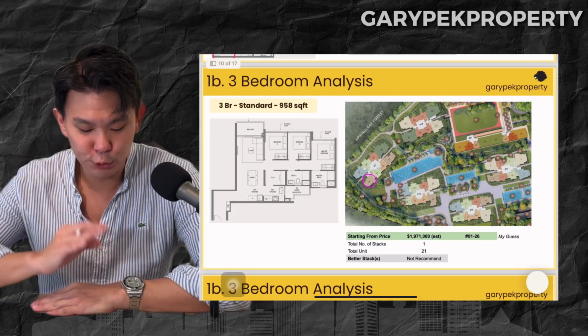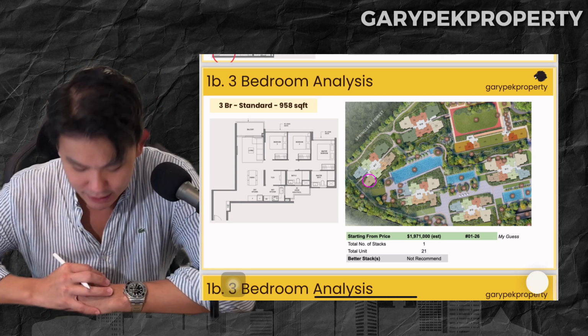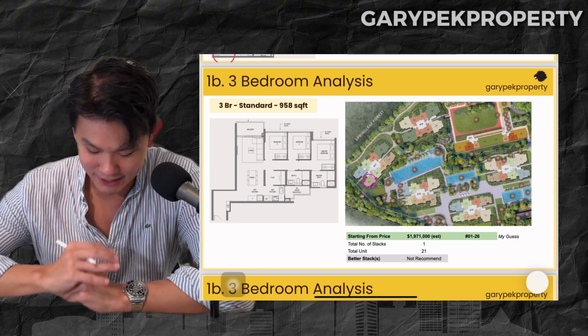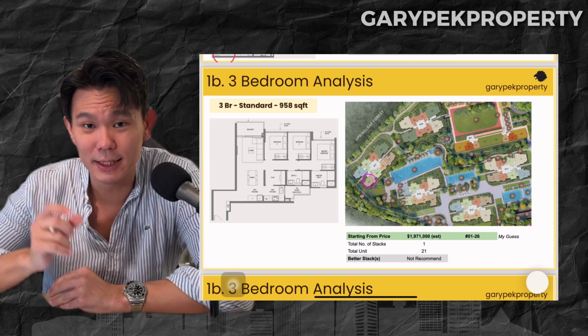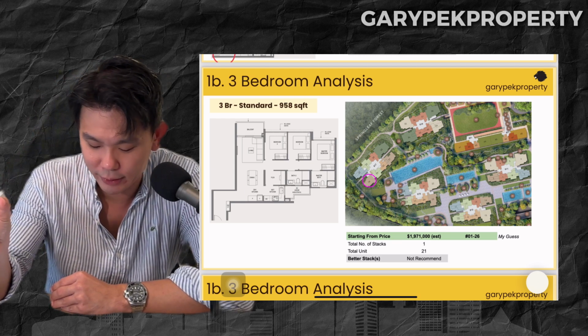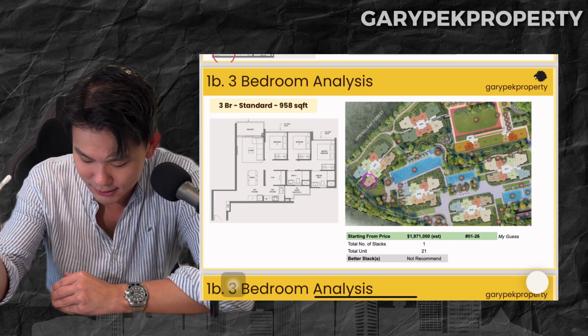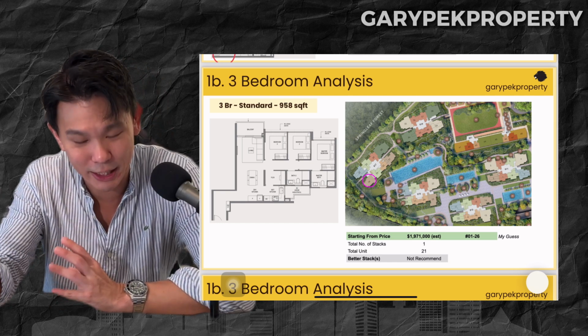Continuing on for my 3-bedroom standard layout, okay, there is the 958 square feet. There's only 1 stack of it, 21 units. Starting from estimate based on the starting PSF given by the developer, I think it should sit around $1.971 million. Should be at 0126. Obviously there's only 1 stack anyway.